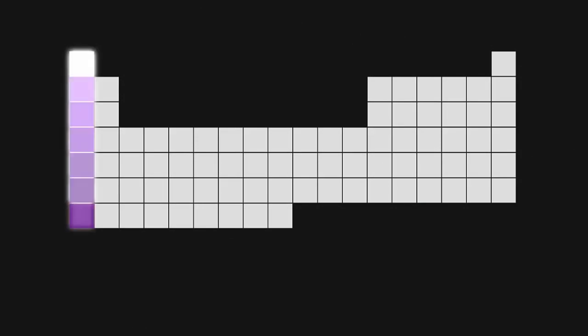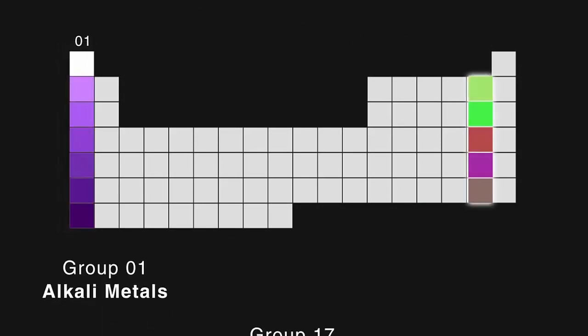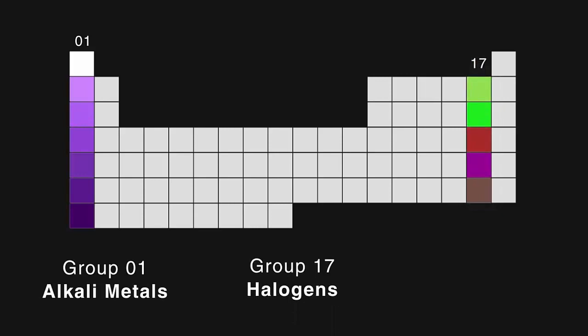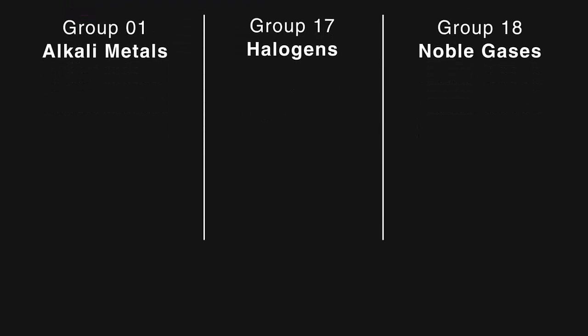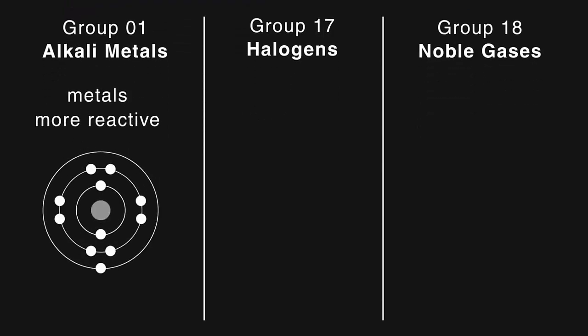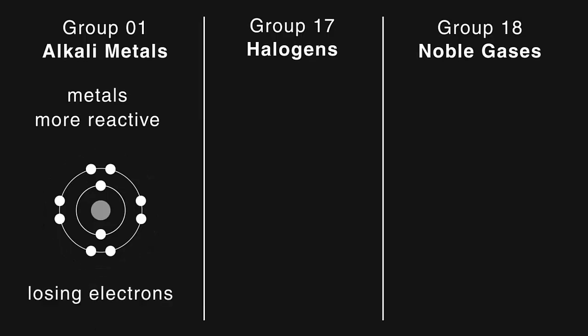Group 1, the alkali metals, Group 17, called the halogens, and Group 18, called the noble gases. As we go down Group 1, the metals become more reactive. This is because metals react by losing electrons, and it is easier to lose the outer shell electron the further it is from the positive nucleus.